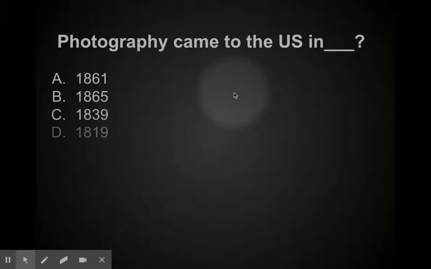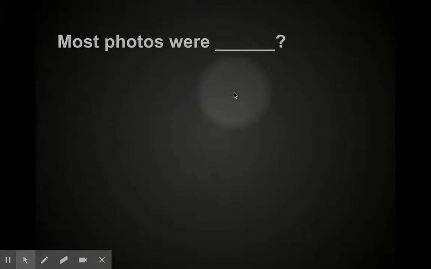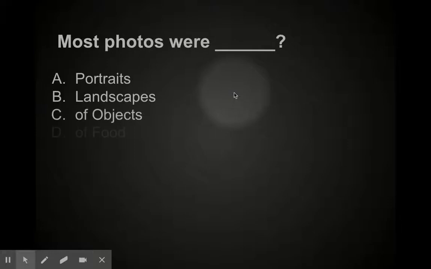So let's check for your understanding. Photography came to the US in A, B, C, or D. What do you think? The answer is 1839. Ding, ding, ding, ding, if you got that right. A few decades prior to the Civil War. Most photos were A, B, C, D. And the answer is, ding, ding, ding, ding, portraits.